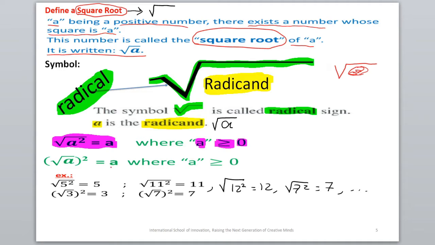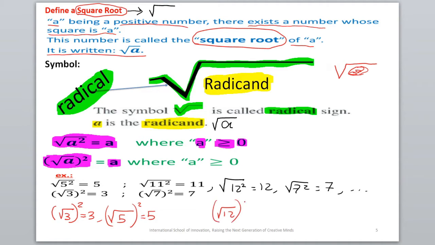The second formula that you need to write is radical A, when you square all of it, you get A. For example, radical 3, all of its square, is equal to 3. Radical 7, all of its square, is equal to 7. What do we mean by all of its square? It means the square applies to the whole radical 3, so it is equal to 3. Radical 5, all of its square, is 5. Radical 12, all of its square, is 12. Radical 100, all of its square, is 100. Radical 10, all of its square, is 10.